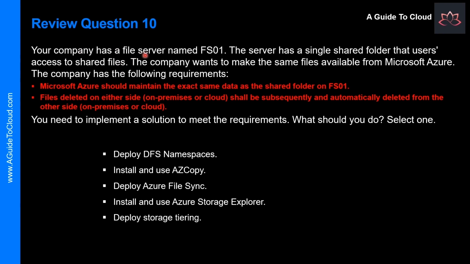Your company has a file server named FS01, and the server has a single shared folder that users access to share files. The company wants to make the same files available from Microsoft Azure, and the company has the following requirements. Microsoft Azure should maintain the exact same data as the shared folder. And a file deleted on either side, on-prem or cloud, shall be automatically deleted from the other side. We need to implement a solution, and we need to select one answer.